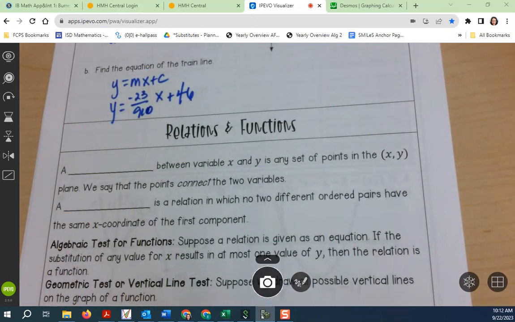Any questions on our caterpillar train? I see a few people writing, so I'll give you a second.